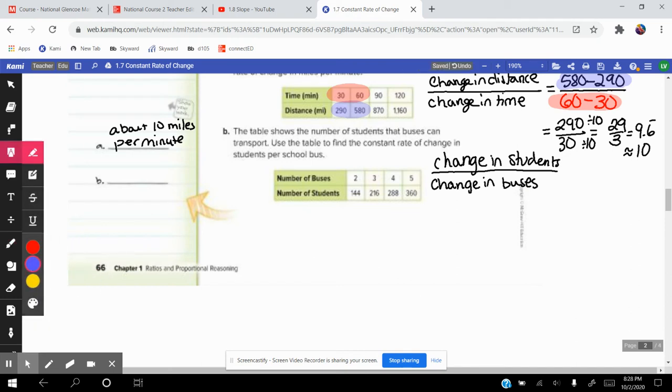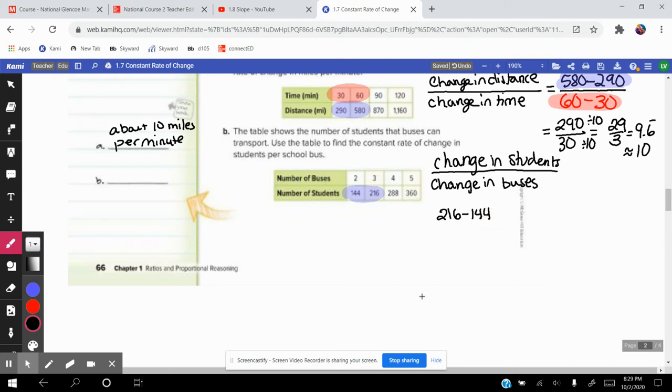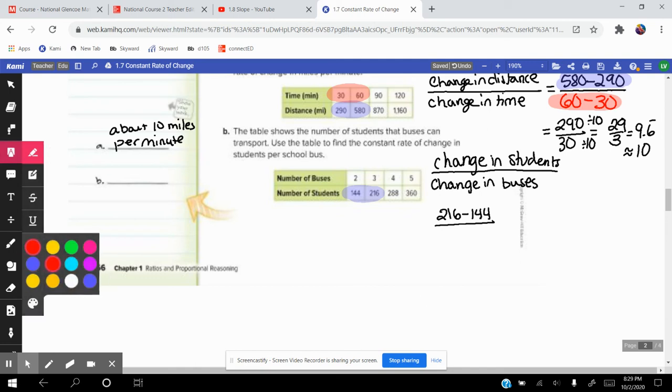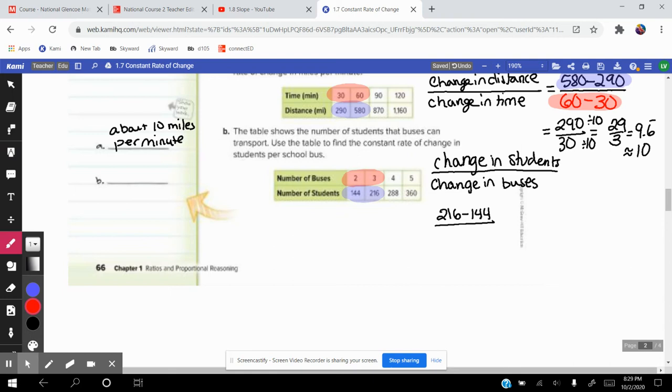Just like before, I'm going to choose my two values in my table for the number of students. And I'm going to take that 216 minus 144, and I'm going to divide it by the number of buses, which I'm picking my corresponding values to my number of students. And I'm going to subtract them in that same order.